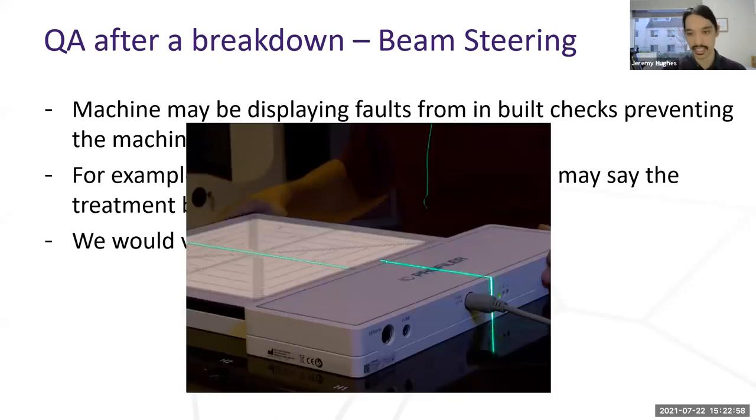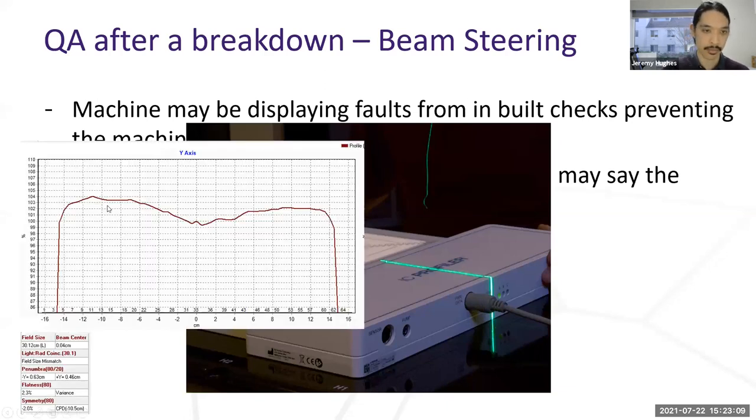And so we would place this down. This is called an IC profiler. It has heaps of measurement devices along it, so you get a nice beam profile. This is, for example, a profile of what you might see when you deliver radiation to this device. Ideally, you want this to match your baseline values, which is what you inputted in your treatment planning system and is what you're planning plans for the patients on.